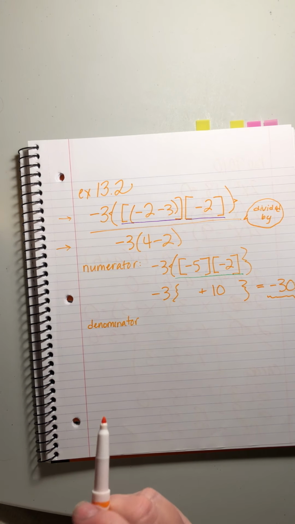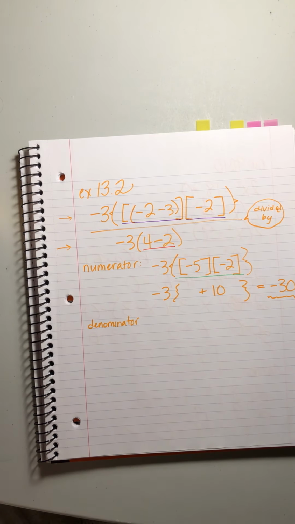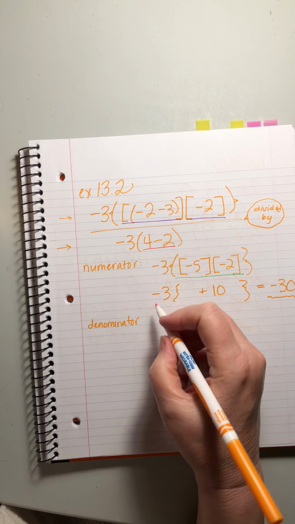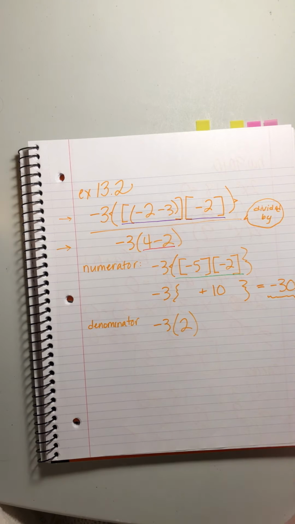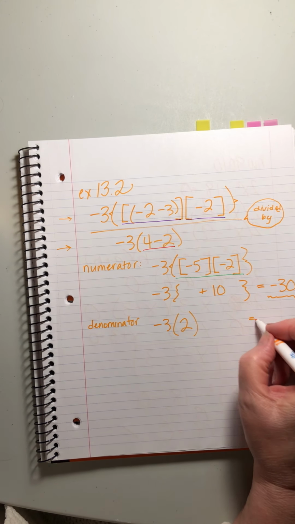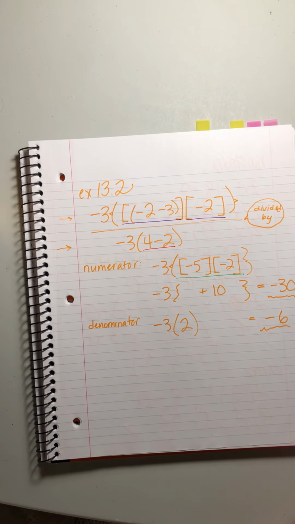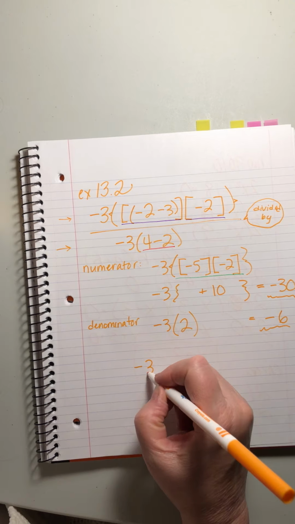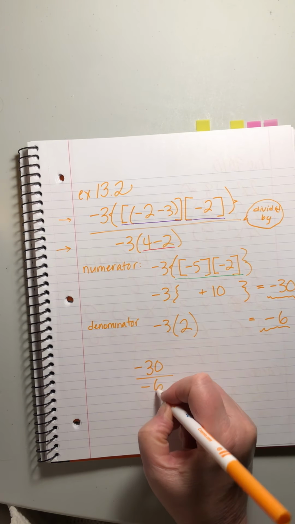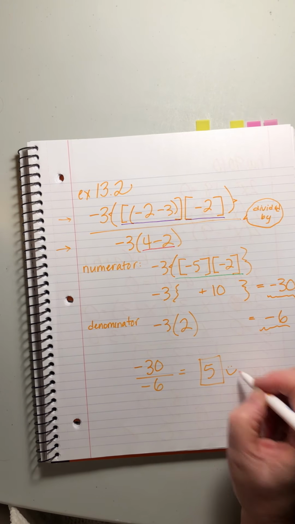All right, I'll use a different color for that. I like using all the different colors. It's really fun. First, we'll do what's inside the parentheses. And then we'll get minus 3 times 4 minus 2 is 2, right? So that equals negative 6. And again, that's not our final answer, but we need that. Now, for the last step of the problem, I put my numerator over my denominator and I simplify. And my final answer is 5, and that's correct.